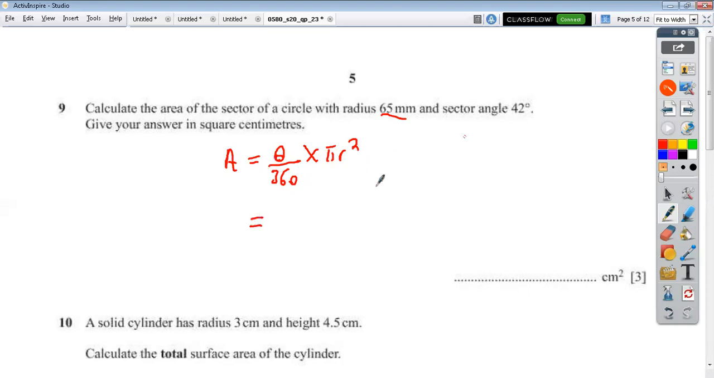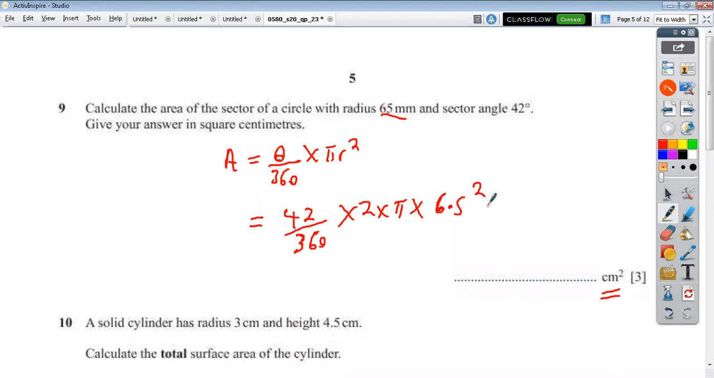So that's how easy that is. And the angle is what? 42 over 360 multiplied by pi times our radius, which is 65. Look at the answer here. The answer is in square what? Centimeters. So let's convert this to centimeters. Can you see the catch there? It's in square centimeters. This radius has to be divided by 10, so it's 6.5. 6.5 squared. So you have to check the units before you rush to write down.